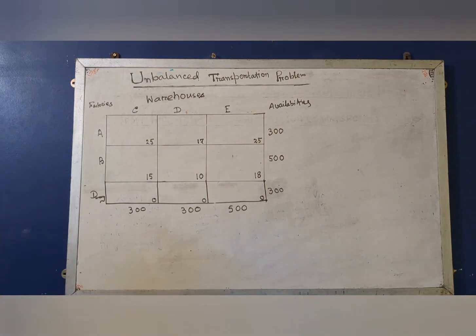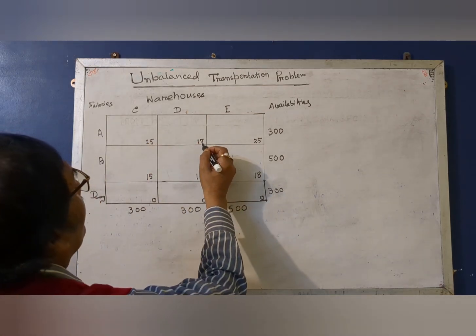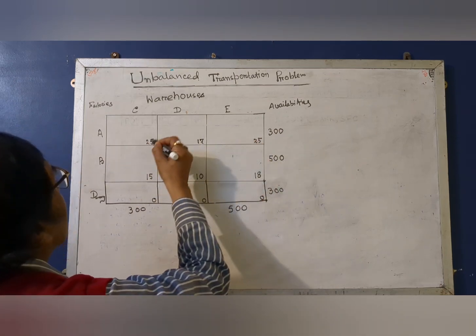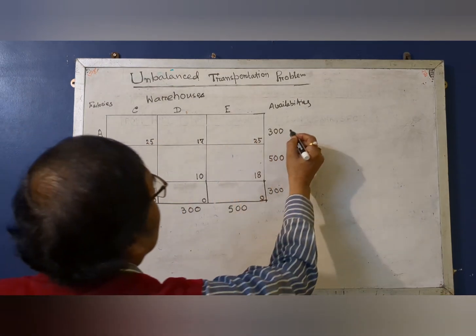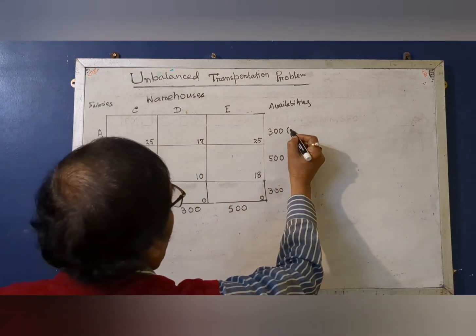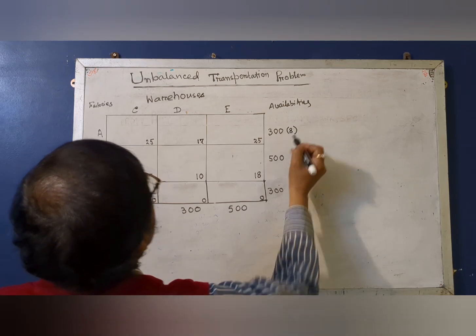I have already discussed the VAM method. Again, I am repeating how you will do it. Find out row wise the lowest cost. The lowest cost for the first row is 7, and the immediate lowest cost is 25. That means the difference you note down is 8.